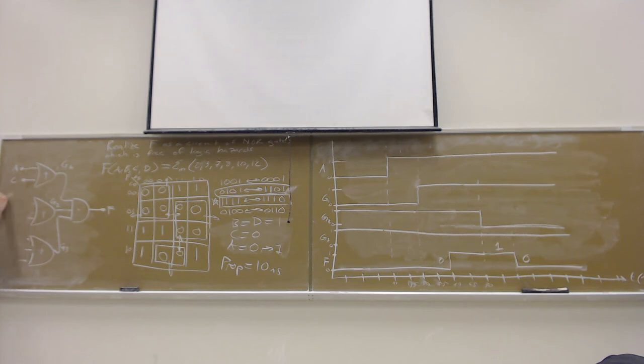A prime, B prime, B prime, C, D. And let's start from the top here. So it's going to be 1, 1, 1. I want to go back to this one. And we're going to change D from 1 to 0. So that's going to stay 1 and 1 and give us 1.